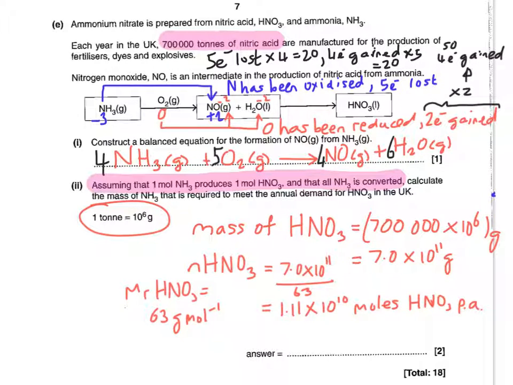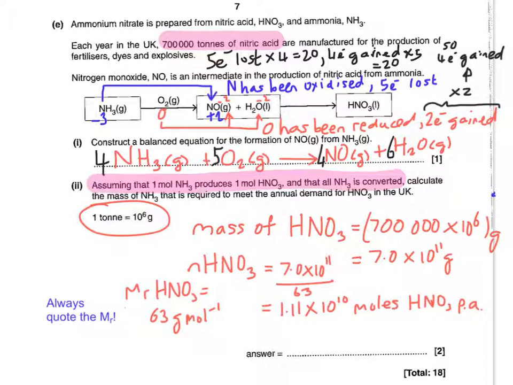So I've worked out that I've got 1.11 times 10 to the power of 10 moles of HNO3 needed per annum. That's what P.A. stands for, per year, per annum. I've written down the MR of HNO3. So always quote the MR, really important. There's a very strong chance that that will be one of the marks.